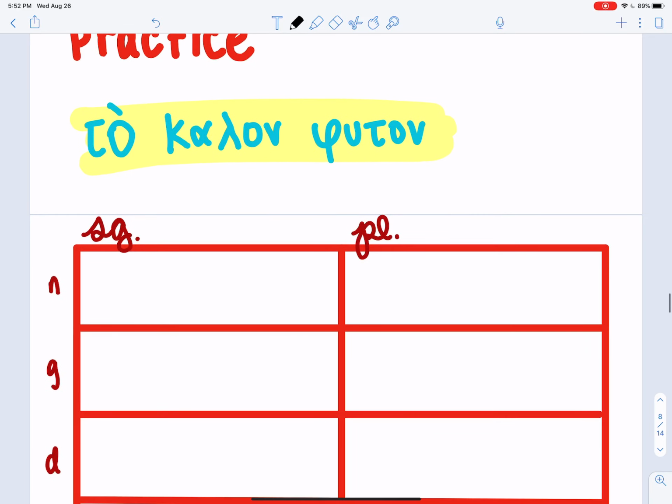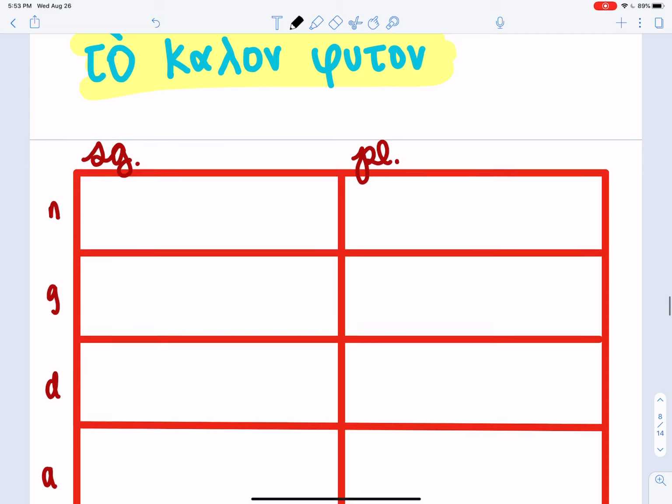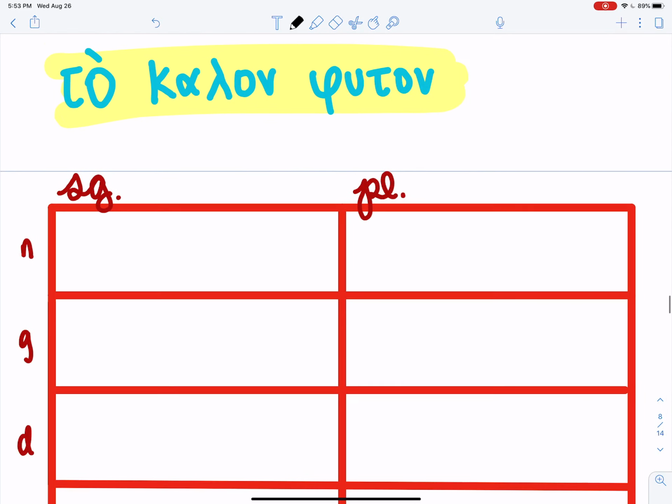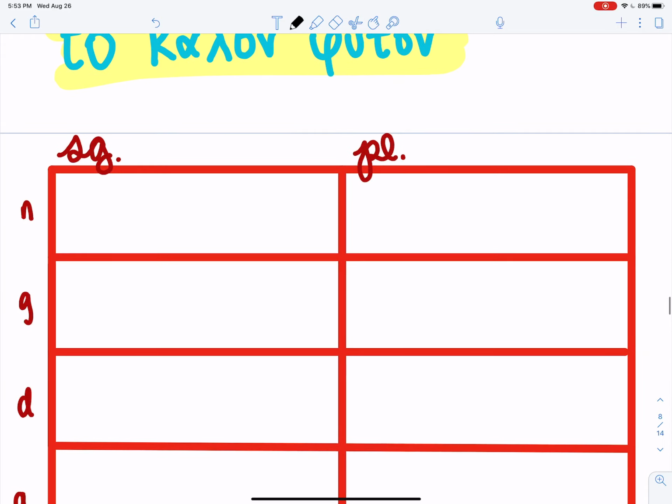So here we have ta kalon futon. Kalon is our adjective. It means beautiful or handsome or good or noble. It can mean a lot of things. And futon is not a couch, unfortunately. It is a plant. So this is the beautiful plant. Okay, so let's look at our nominative singular. So for nominative singular, we just have the phrase we just looked at.